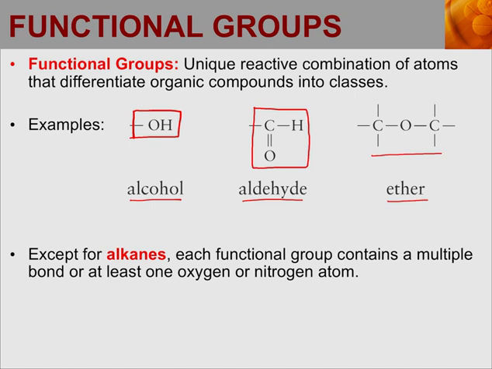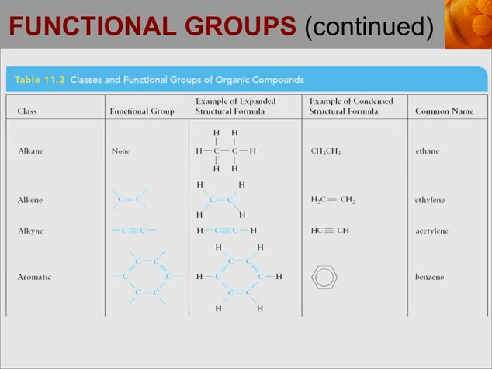Except for alkanes, each functional group contains a multiple bond, so a double bond or a triple bond, or at least one oxygen or nitrogen atom. So let's look at all of these different functional groups. We'll start with what are called hydrocarbons first. They just contain carbons and hydrogens. We've already talked a little bit about alkanes. Alkanes are really not a functional group. They're just the most basic organic compound.